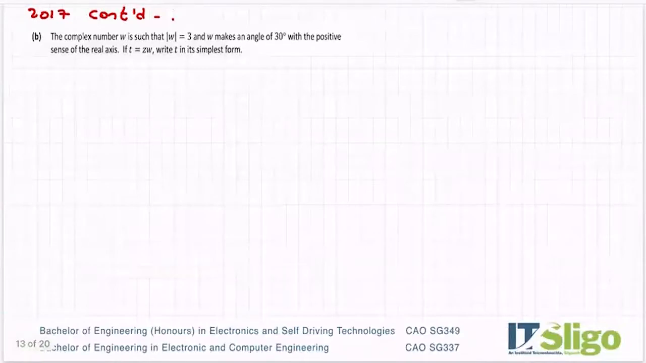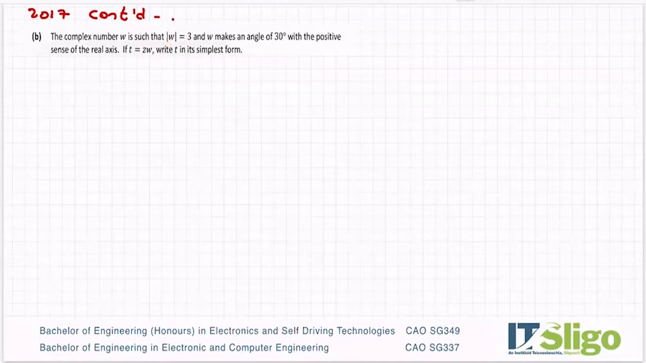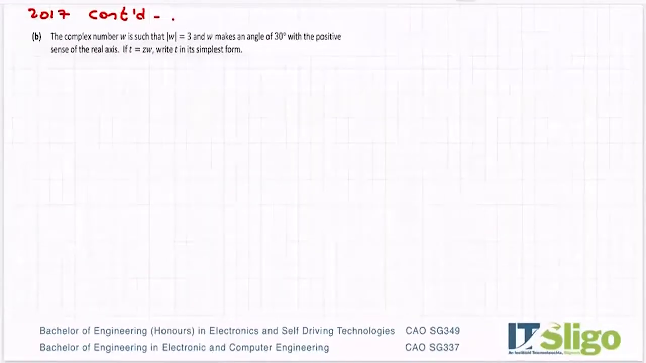Okay, part B then of that question was as follows. The complex number W is such that the modulus of W is equal to 3, and W makes an angle of 30 degrees with the positive sense of the real axis. If T is equal to ZW, write T in its simplest form. Okay, so what does that mean?